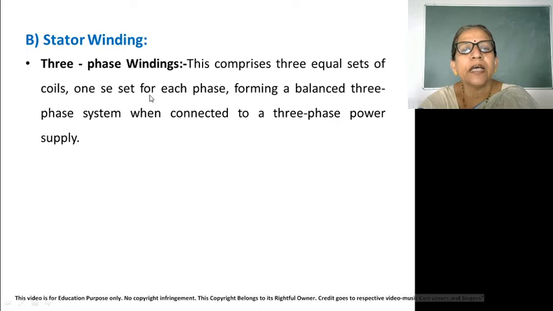How is the winding? As it is a machine working on three-phase supply, the winding provided on this stator is a three-phase winding. Means what? It comprises of three equal sets of coils. Means instead of connecting all the coils together, number of coils available are divided in three groups, and in each group the number of conductors are connected together. They are togetherly forming a single phase of the winding. All the three phases are having equal number of conductors so that it forms a balanced three-phase system when it is connected to three-phase power supply.